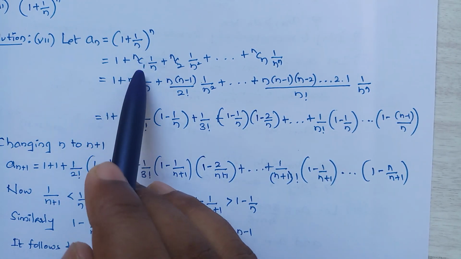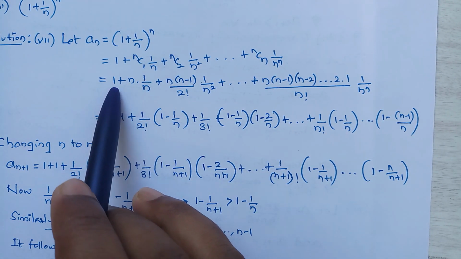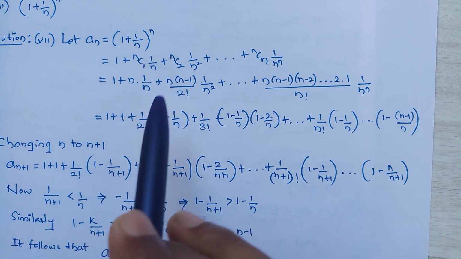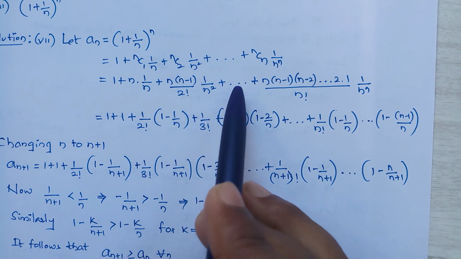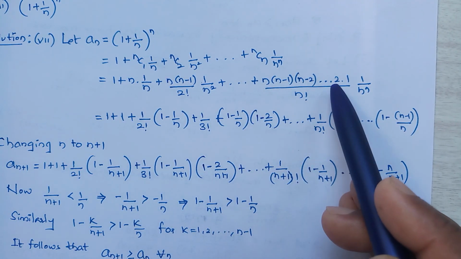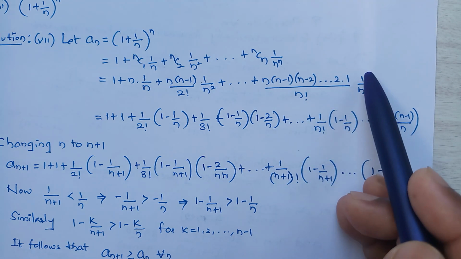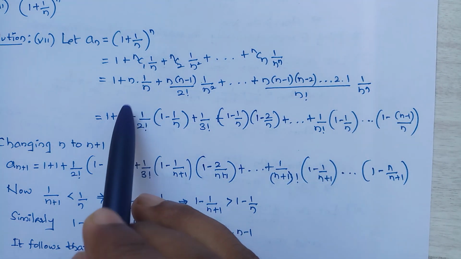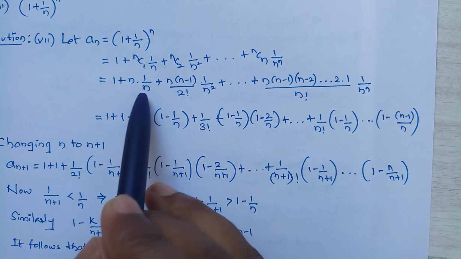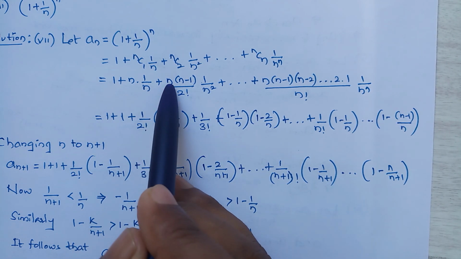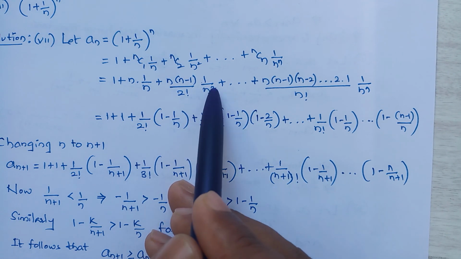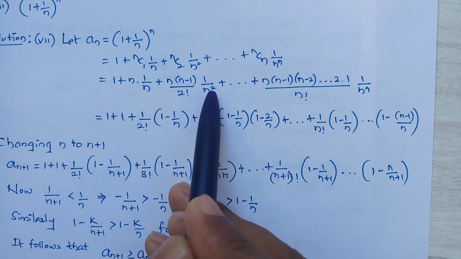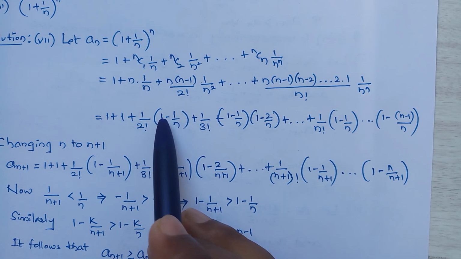Here nC1 is n, so that is 1 plus n into 1 divided by n, plus nC2, that is n into n minus 1 divided by 2 factorial, into 1 divided by n square, plus so on, up to nCn, that is n into n minus 1, n minus 2, and so on to 1, divided by n factorial, into 1 divided by n to the power n. The first term is 1, so see here, the remaining term is 1. Then this is n square minus n divided by 2, into 1 divided by n square. This n square cancels, and minus n divided by n square is 1 divided by n, so that is 1 minus 1 divided by n.